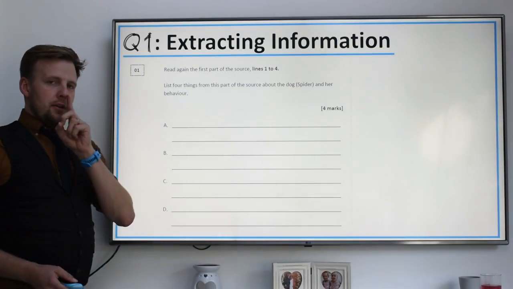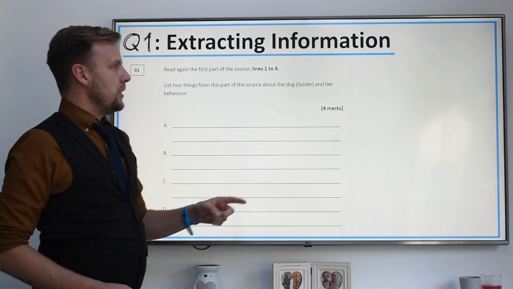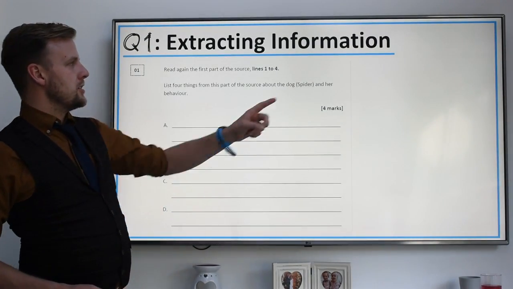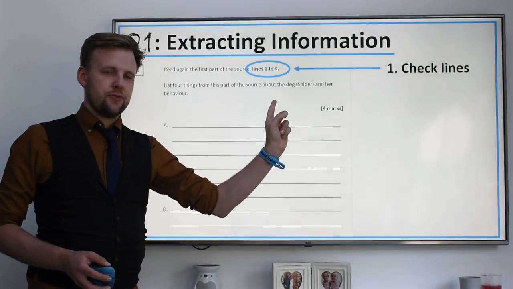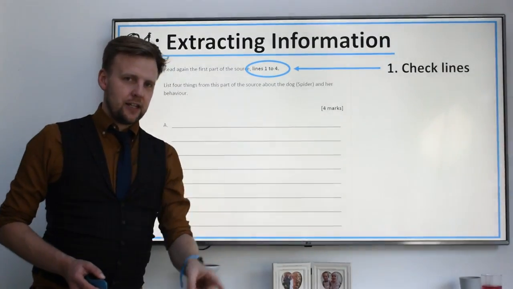Okay? There are a few things you need to just double check though. This is your order. This is what you've got to do first. Number 1, check the lines in the right place because they may be crafty. This is lines 1 to 4. If you've taken it from line 5, you get no marks.